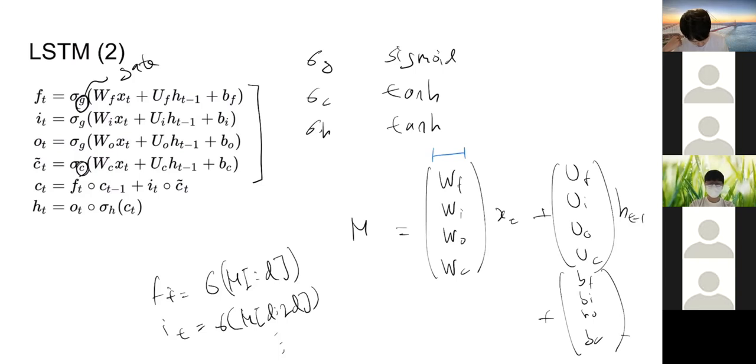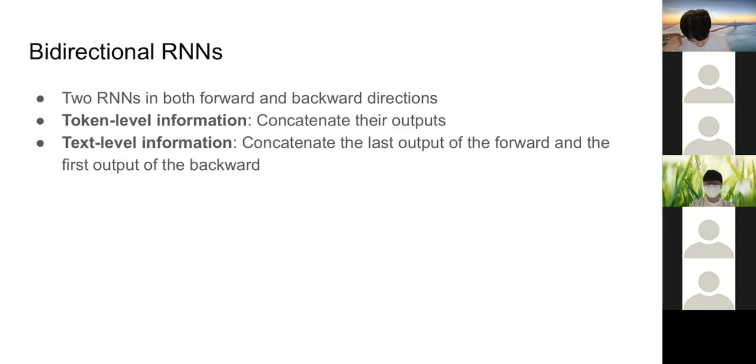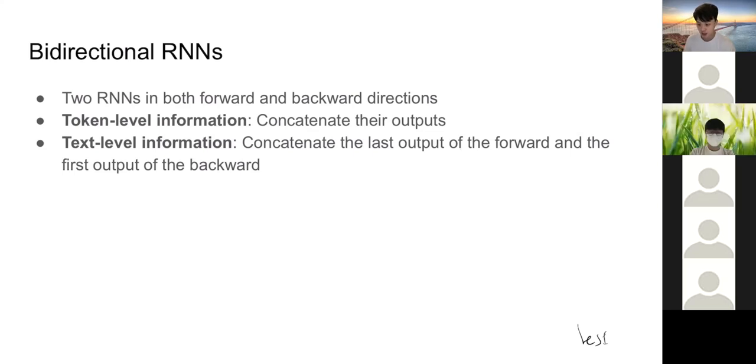Okay, so I'm gonna cover just bidirectional RNNs, and then have a break of 5 minutes. So bidirectional RNNs is very simple. We're just talking about the forward direction, but why don't we also do this in the reverse direction? Then how do we make use of both RNNs? Well, you just apply the RNNs in both directions, and then you can basically just concatenate their outputs, right? For every token. Then your output will be two times the single RNN's output, but still you can use this for your needs. And also, if you're actually talking about text level information, then you can concatenate the last output of the forward and the first output of the backward.